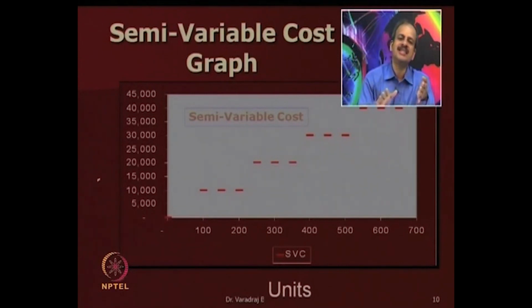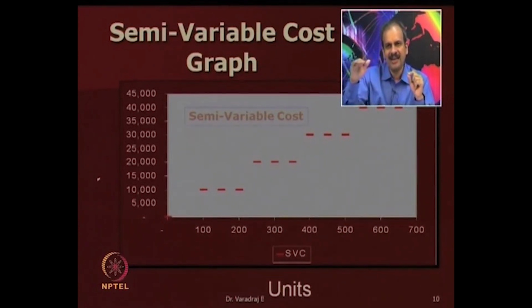Though it is not necessary that they must increase in step manner, they can also have a sort of curve, not a line, but they can have a curve which is going up, but slightly, say it won't increase in the same proportion as the output increases.